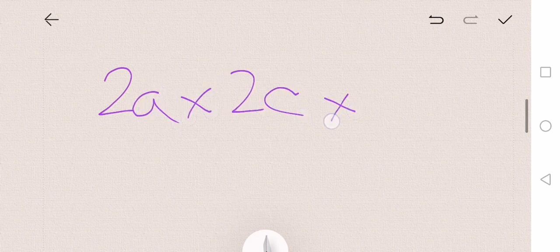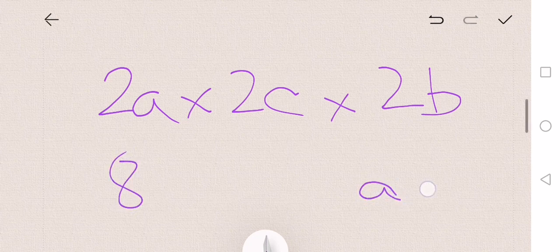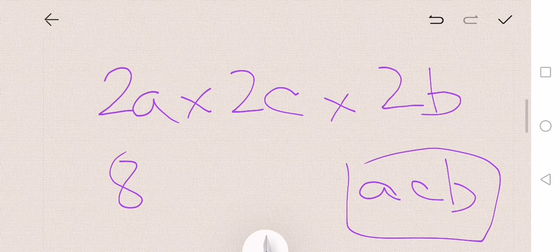If someone gives you 2a times 2c times 2b, the way you're going to do it is 2 times 2 is 4, 4 times 2 is 8. Then normally it's a, c, b over here. But normally what you do is write it based on which letter comes first. So instead of writing a, c, b, you'll be writing a, b, c.